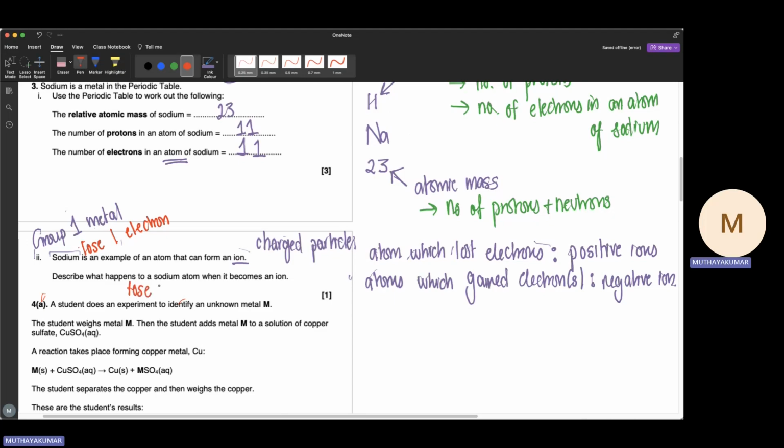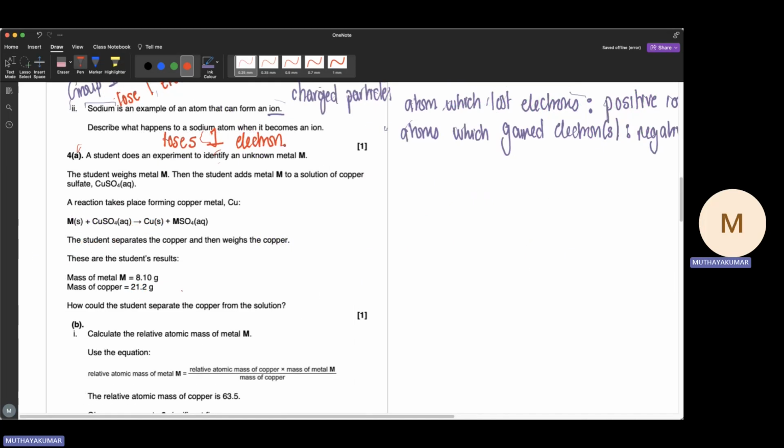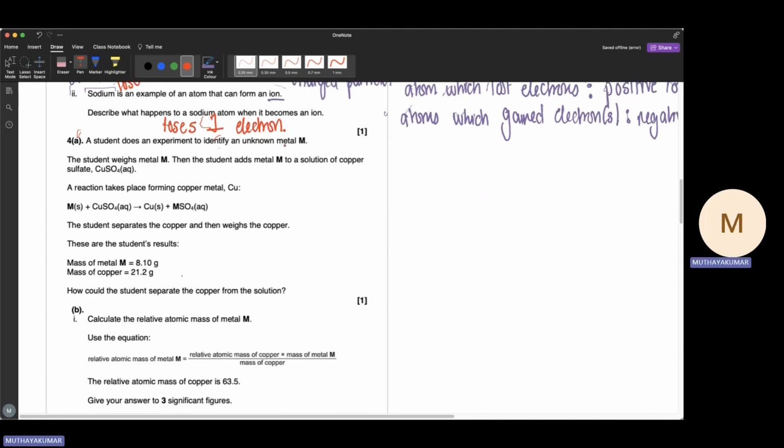So, well, we can say loses 1 electron. Okay, question 4. A student does an experiment to identify an unknown metal M. The student weighs metal M. Then the student adds metal M to a solution of copper sulfate. A reaction takes place forming copper metal, and we're given the equation M plus copper sulfate forms copper plus MSO4.